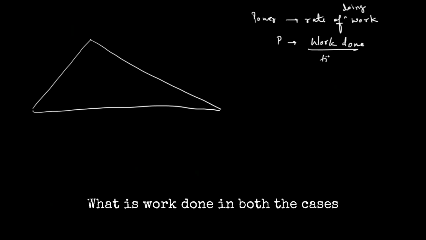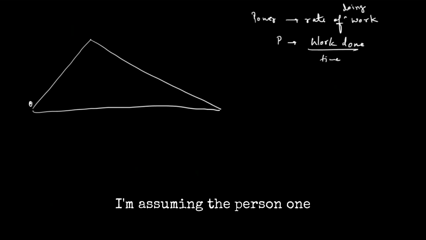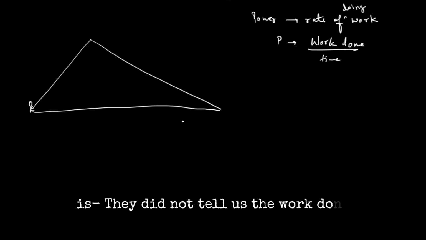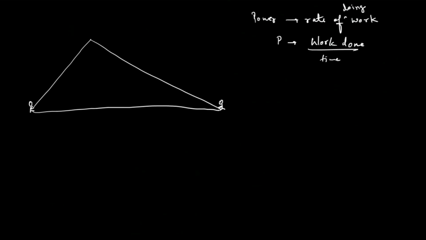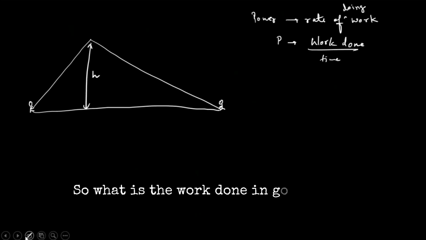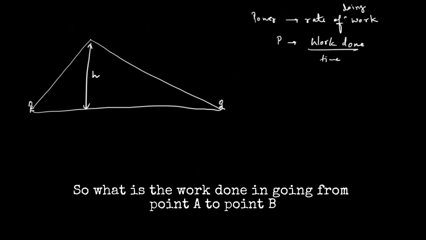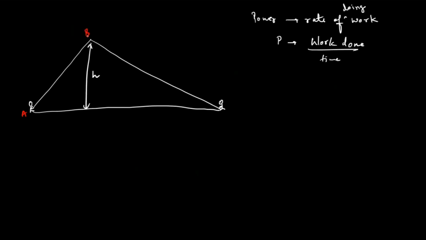what is the work done in both the cases? I'm assuming person one and person two. I'm telling you the altitude is h. So what is the work done in going from point A to point B? Let us try to find it out.